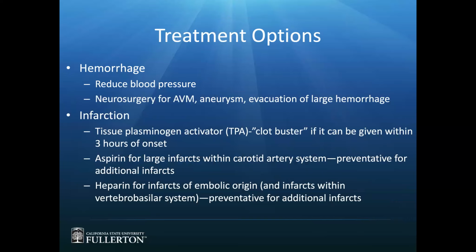Okay, so what are the treatment options? For hemorrhages, they want to reduce the blood pressure so it doesn't bleed anymore, and they want to do surgery for arteriovenous malformations, the aneurysms, and they also will do it for the evacuation of a really large intracerebral hemorrhage that is going to kill. For infarctions, there is something called tissue plasminogen activator, or they just call it TPA, and it's known in relaxed language as a clot buster.